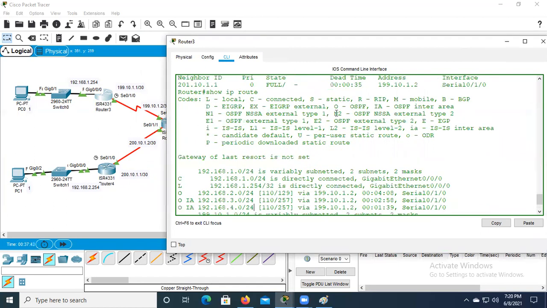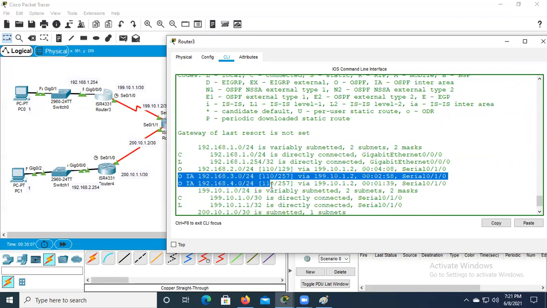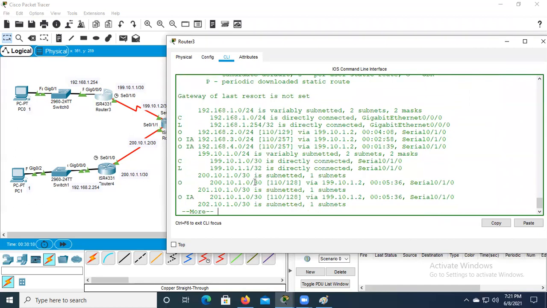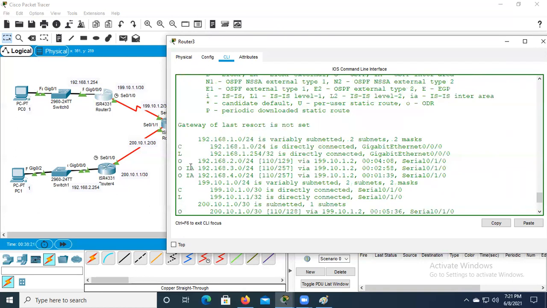O is OSPF and IA is OSPF inter. There is a meaning of internal or inter. Inter means coming from another area, a different area. Like 192.168.3.0, 192.168.4.0, they belong to the area called area 2. And also area 0 should have it. This is your area 0 network. And this is the area 2 WAN networks again. I'm getting O IA. So OSPF routes by default have an administrative distance of 110.